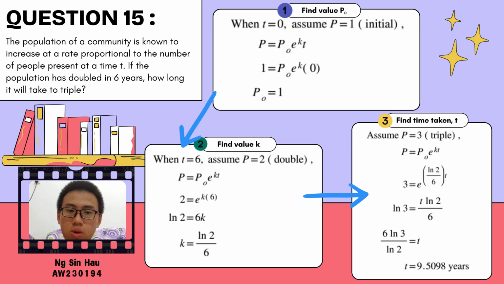Step 2, we find the value of k. When t equals 6, we assume that P equals 2 since it is doubled, so we get constant k equals ln 2 over 6. And finally, we can find the time taken t. We assume P equals 3 since it is tripled, so we get t equals 9.5098 years.